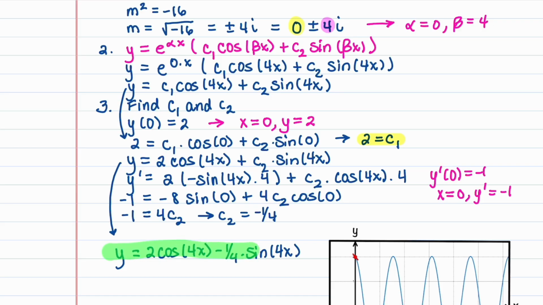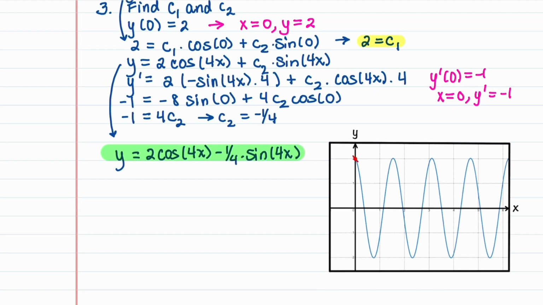And let's highlight that. This solution is called a sinusoidal function, and I've graphed it over here on the right. You can see that when x is 0, y is equal to 2, and then the slope at 0 is equal to negative 1. So our solution matches up with the initial conditions that we've been given.